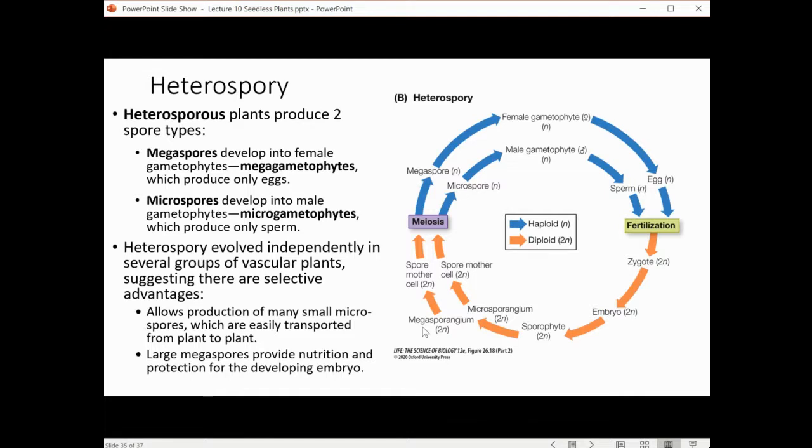Thank you, Nicole. I had a question about this. When the embryo develops into a sporophyte and then the sporophyte develops into a microsporangium, is the sporophyte genderless and the size of a microsporophyte?